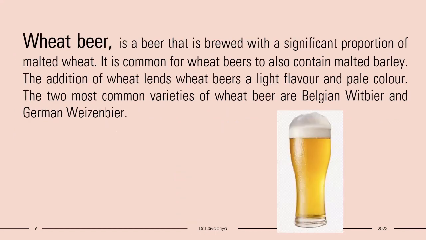Next is wheat beer. It's a beer that is brewed with a significant proportion of malted wheat. It is common for wheat beer to also contain malted barley. The addition of wheat lends wheat beer a light flavor and pale color. The two most common varieties of wheat beer are Belgian wheat beer and German Weizen beer.